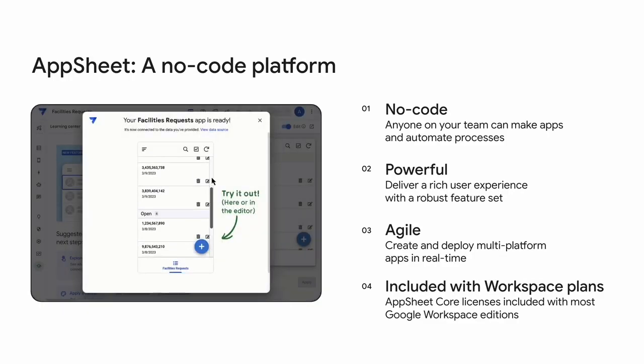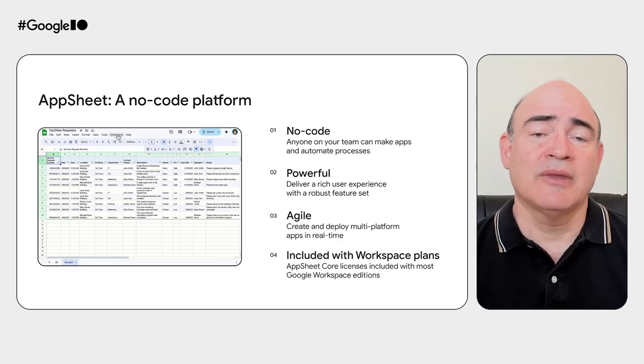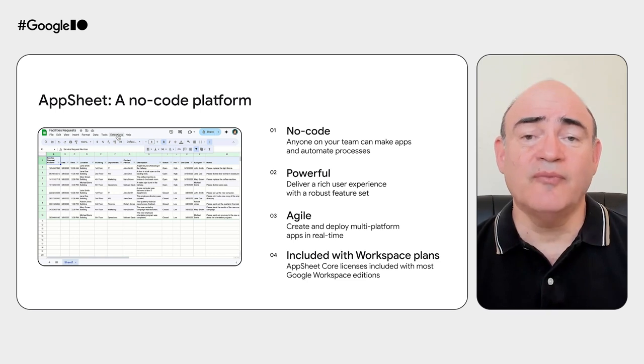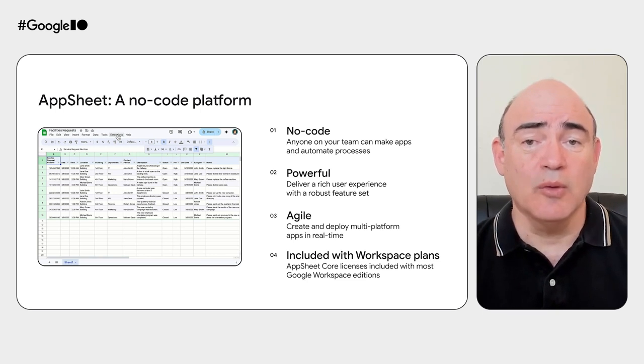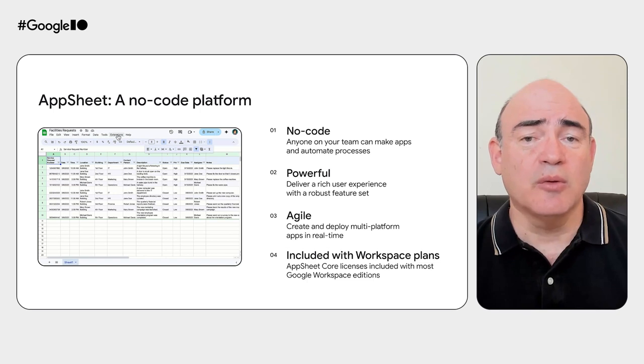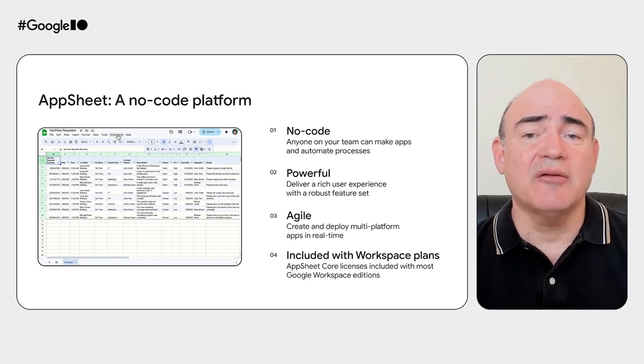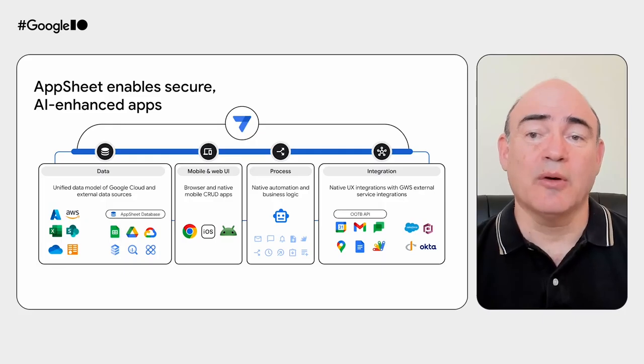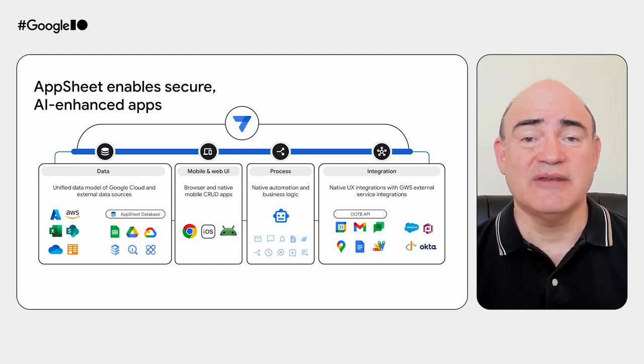First off, it's a no-code technology that allows anyone to build business apps. It's extremely powerful in that it automatically provides a rich mobile and desktop user experience for its end users. It's also extremely agile in that it allows teams to quickly prototype and iterate business apps in real time. Finally, it's also included in most Google Workspace editions. So if you are a Google Workspace customer, you will most likely already have AppSheet available to you with no additional expense.